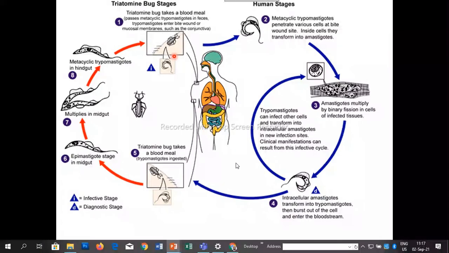In the body, metacyclic trypomastigotes will penetrate various cells at the bite wound site. Inside the cell, they transform into amastigotes. Amastigotes will multiply by binary fission in the cells of infected tissue. Intracellularly, amastigotes will transform, then burst out into the bloodstream. So the cycle continues.